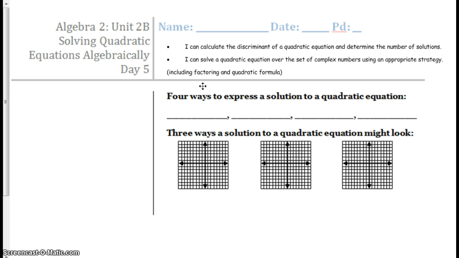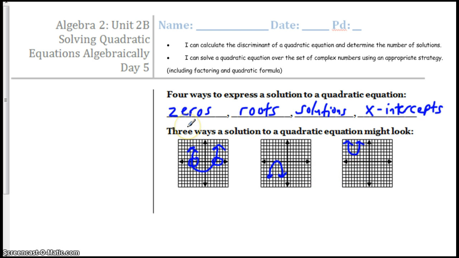Before we start into the new material, I want you to review these 2 items. So go ahead and pause the video and write in the 4 ways to express a solution to a quadratic equation, the 4 words from the last notes in class, and the 3 ways a solution to the quadratic equation might look.